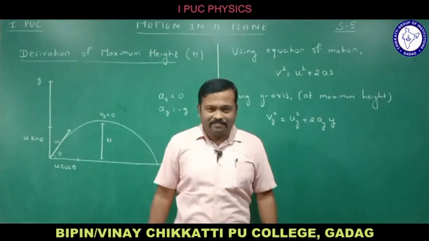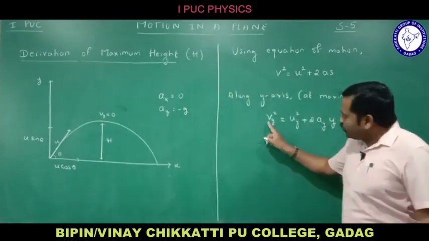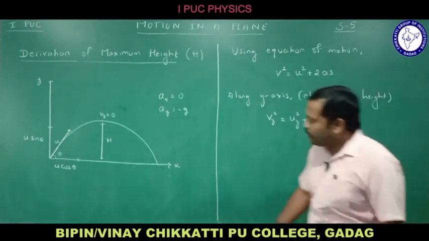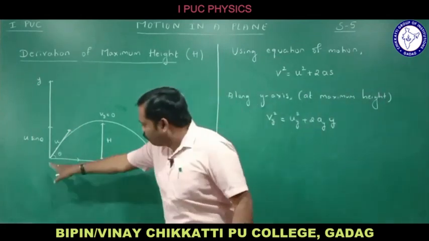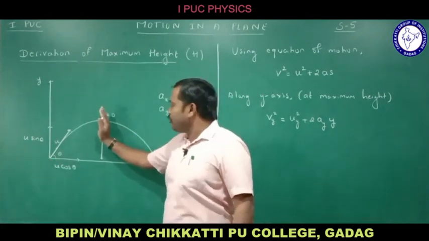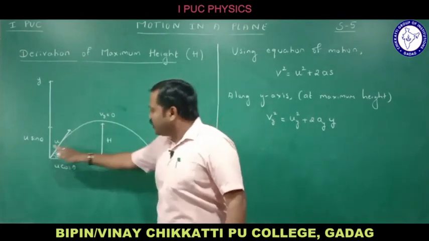Now I will be replacing with the terms that you know. Come on, tell me, what is the velocity along the y-axis at maximum height? The body is moving from this point to this point. I am taking only this half position here. I am speaking about this. If the body is moving from here to here, what is the initial velocity?